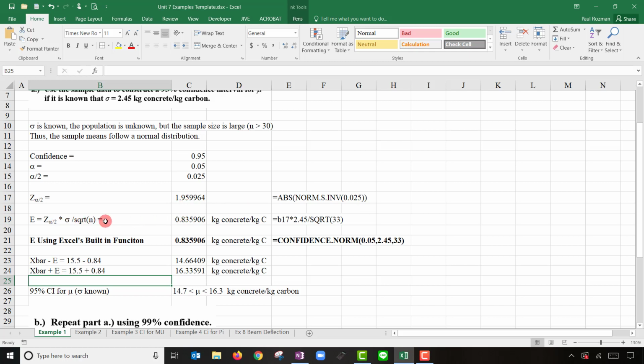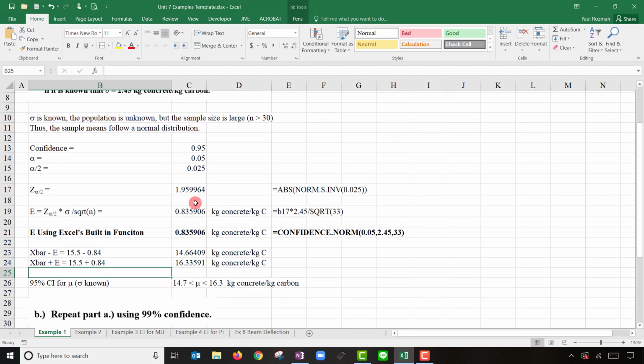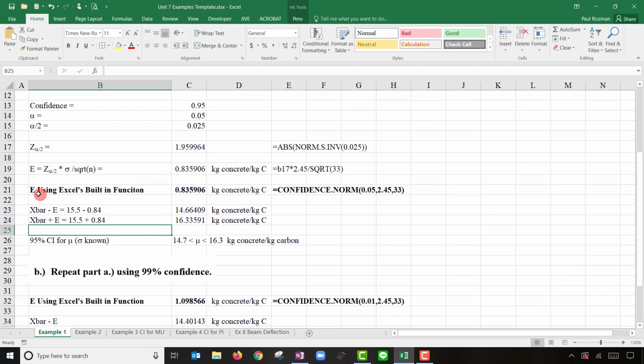So that's sort of the old school. This is the way we solved it, by hand, essentially. But instead of looking the value up in the table, I used a function. But we don't need to do all that work. Basically, you just need to know this one line. I put it in bold here. Confidence norm, put your alpha in. 95% confidence means that the significance is 5%. Input your sigma, input your n, and there it is, the error.